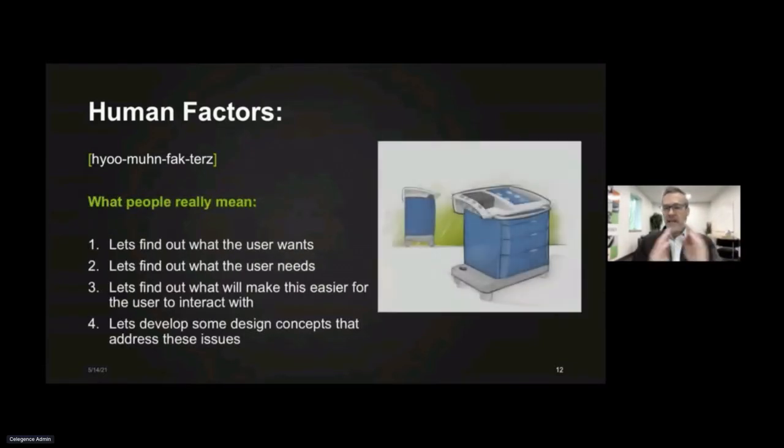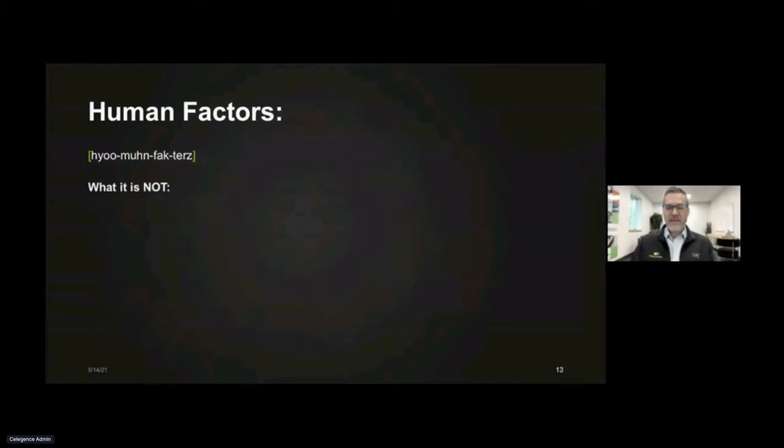What they really mean, I think, is let's find out what the user wants, and then let's find out what the user needs to be successful, and let's find out what's going to make this easier for a user to interact with, and then let's develop some design concepts that address these issues. Now they're thinking like human factors engineering is intended to operate. But oftentimes, they're not using the term the correct way. So what they mean and what they say often are two different things.